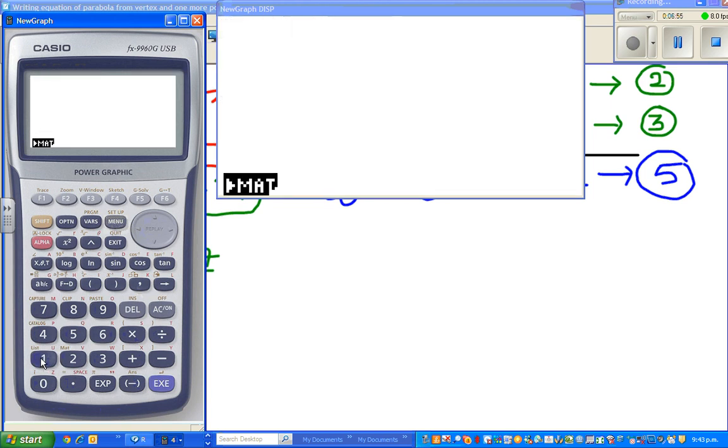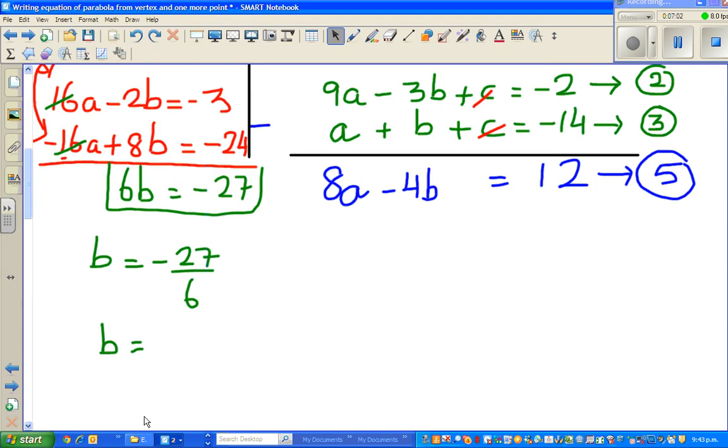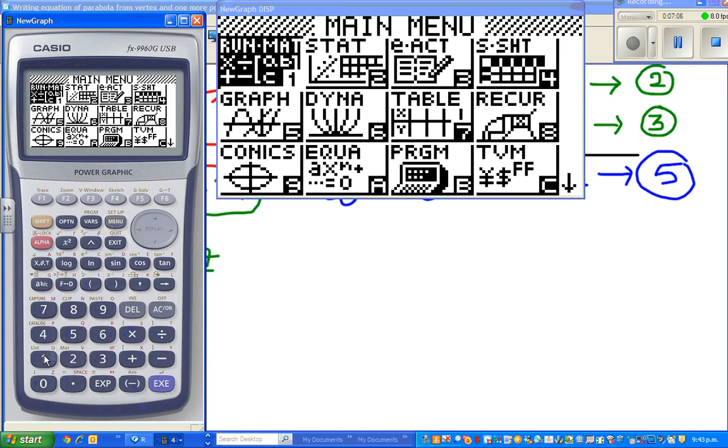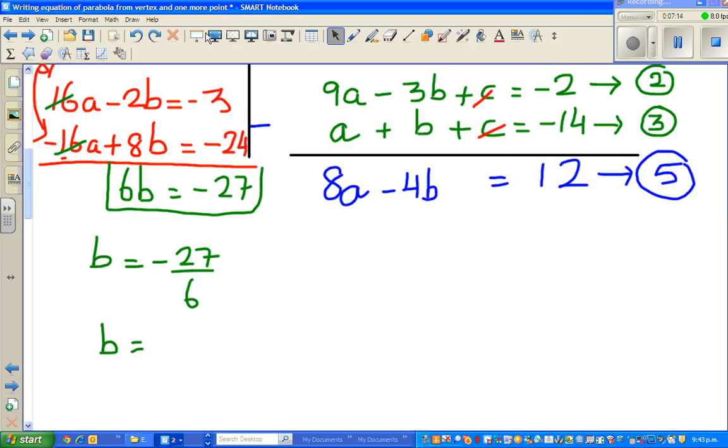Menu, run. Menu, so let me delete this. This probably is not working. Here we go, menu, run. So I have minus 27 divided by 6 equal minus 4.5. So my B is minus 4.5. So that's helpful. I figured out B. Now I have to figure out A.